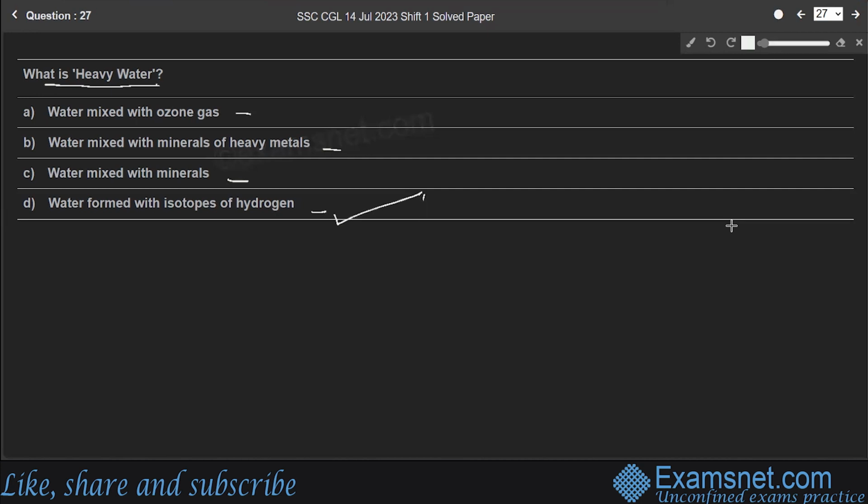Right? So the heavy form of hydrogen, which is nothing but an isotope of hydrogen, is known as deuterium.